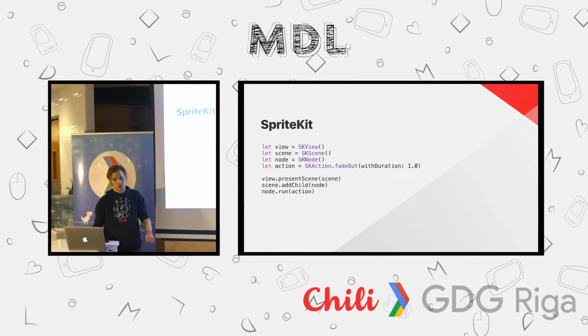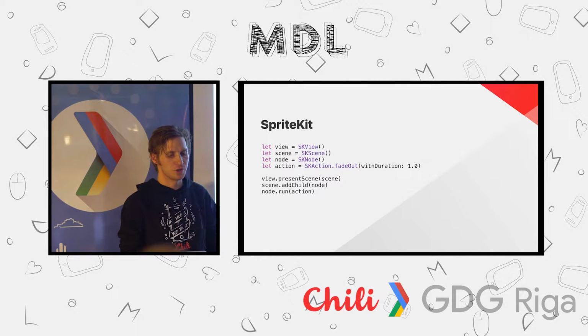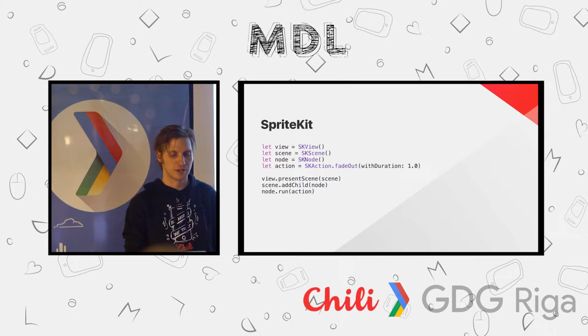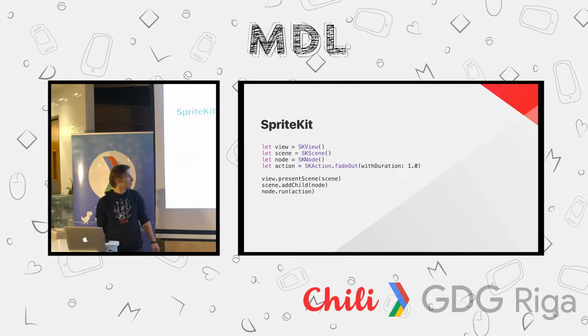And on the top level, there's SKView, which is a drop-in replacement for UIView. And then you add an SKScene, which is kind of your game scene. It can be a menu scene, a level scene, like, I don't know, a game over scene. And then everything else you work with is an SKNode or a subclass of SKNode. And what you can do, you can run an action on it, like fade out, rotate, scale, stuff like that.